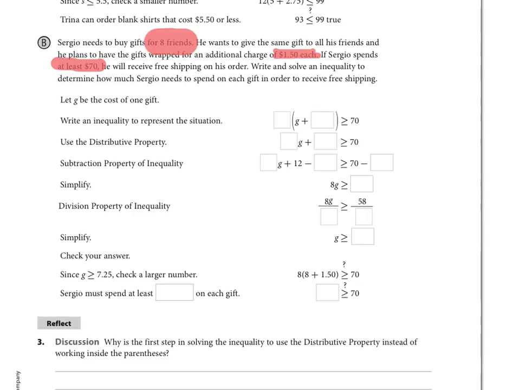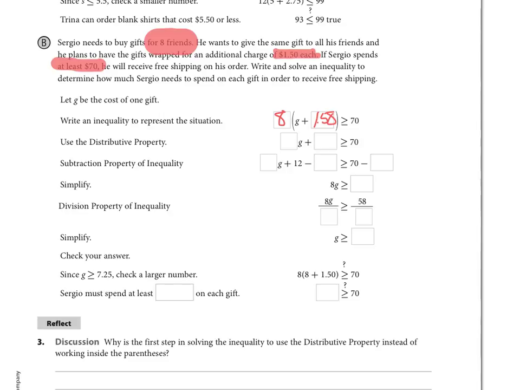$1.50, because that includes the what? Wrapping. Okay, so we have to include wrapping each gift. So we got to add $1.50 to the cost of each gift. Now, what are we going to multiply it by here? 8, because we have 8 friends.